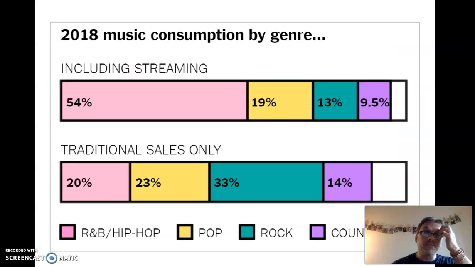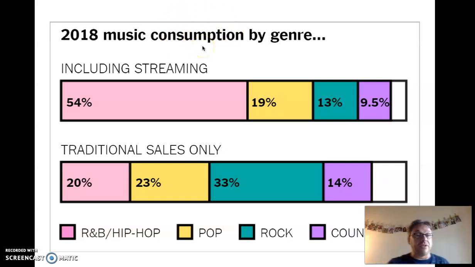Try another one. So here's another one. This one, we don't have an X and a Y. We have 2 separate bars here, including streaming and traditional sales only. We have some explanation of the colors. And we have our title, 2018 Music Consumption by Genre. Genre is the kind of music. We also use this word for movies and books as well.